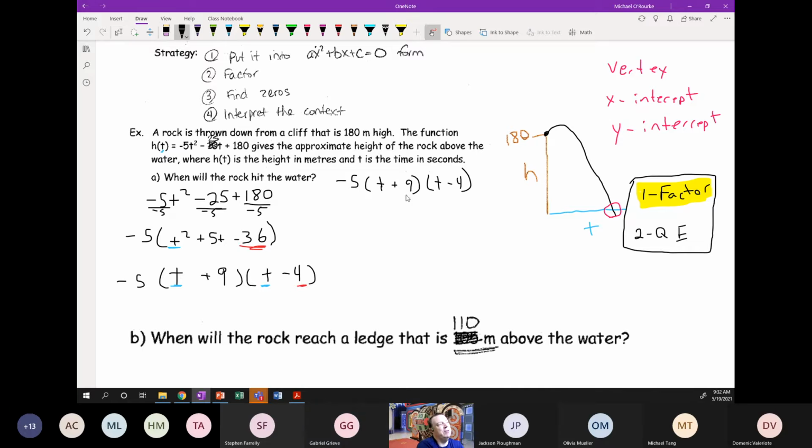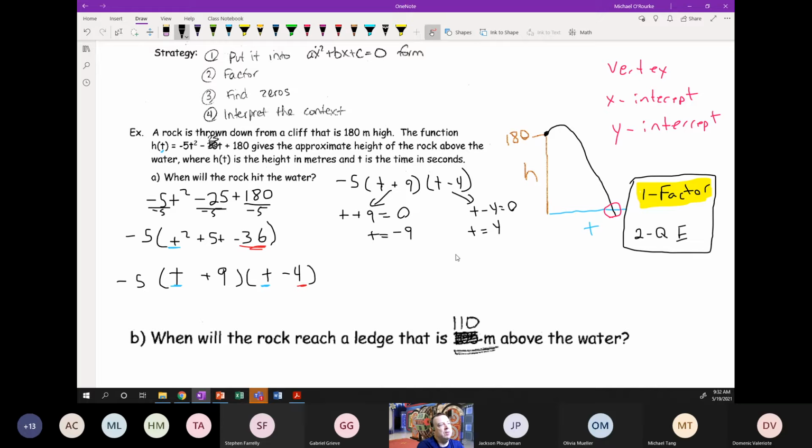So what do we do here to get our zeros? We pull these out and make them equal to 0, right? t plus 9 equals 0, so t equals negative 9. And t minus 4 equals 0, so t equals 4.